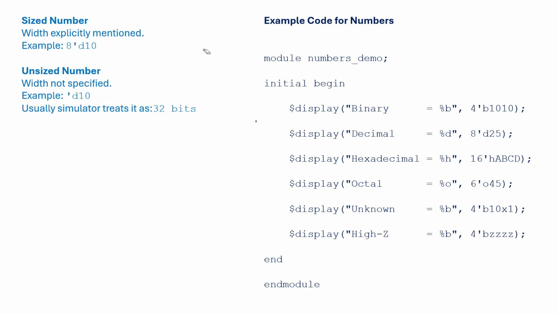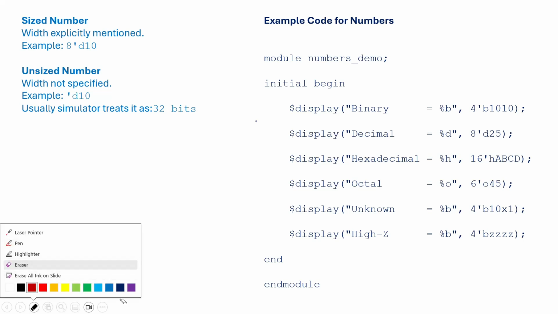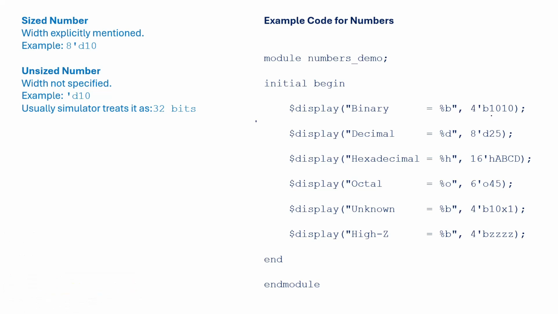So this is the basic example: module numbers demo, initial begin. Inside that I'm printing my number only. Percentile b prints your number in binary format, percentile d prints your number in decimal format, and percentile h prints your number in hexadecimal.